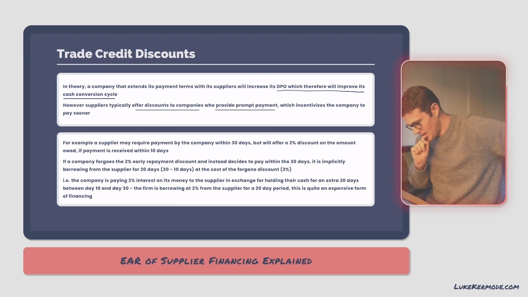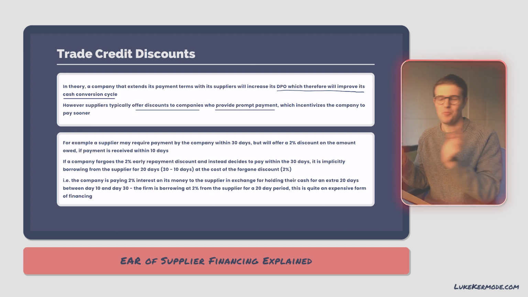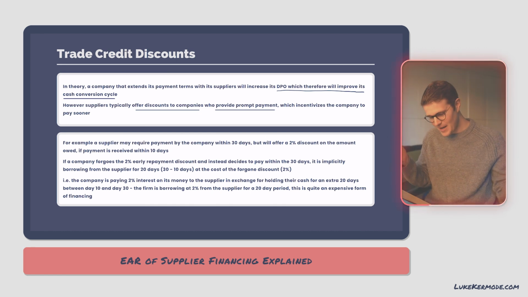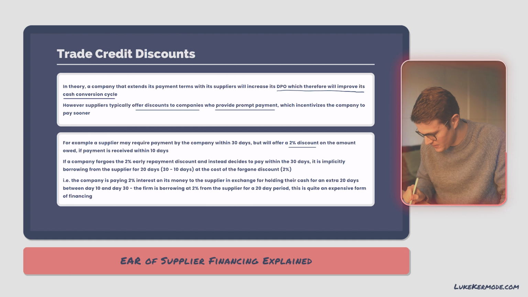This will incentivize the company with the outstanding balance to pay off their debts to their suppliers sooner. So there's a bit of a conflict here, because companies want to defer their payments for as long as possible, but if the supplier is offering an early repayment discount, that can be quite attractive because then there's less to pay. For example, a supplier requires payment by a company within 30 days, but will offer a 2% discount on the amount owed if the payment is received within 10 days.